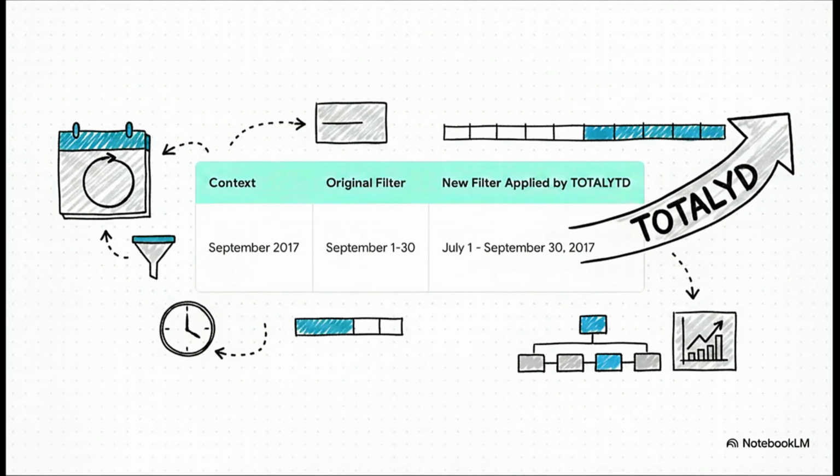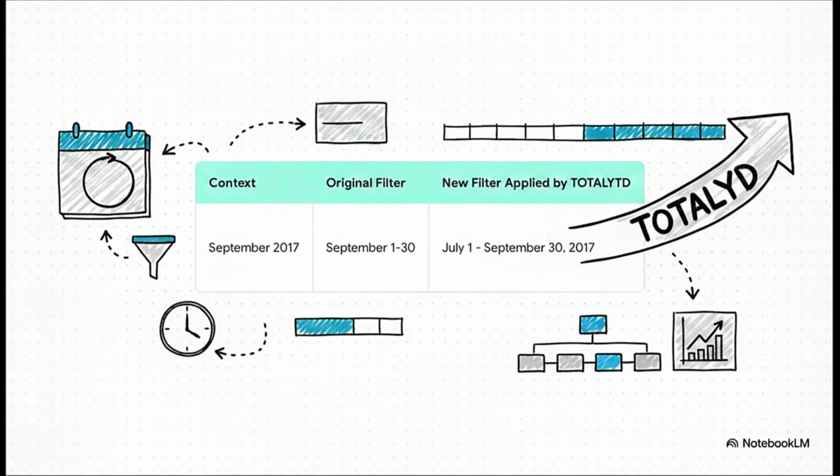So here's where the magic really happens. Let's say your report is filtered to show just September 2017. Normally, that's all you'd see. But our TOTALYTD function swoops in and completely changes the rules. It throws out the September-only filter and applies a new one, telling Power BI, hey, show me everything from the start of our fiscal year, July 1st, all the way through September 30th. And just like that, you have a running total.